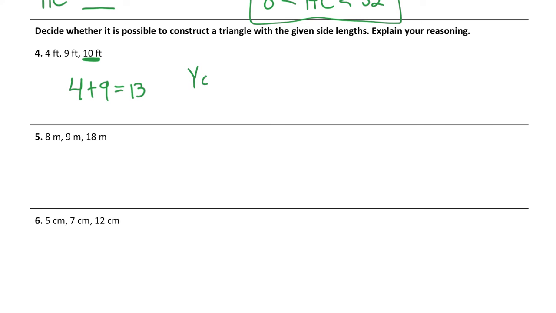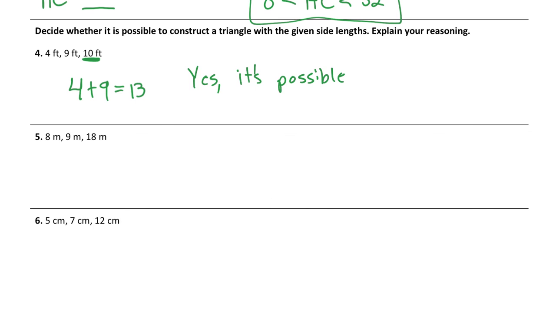So yes, it's possible to construct a triangle, because we talked about the sum of any 2 sides has to be greater than the length of the longest side. And really the only test you need to make is that the shortest sides have to add to be greater than the longest side, because I know that 9 plus 10 is greater than 4. Okay? I know that 4 plus 10 is greater than 9. I'm just testing if the shortest 2 sides sum to be greater than the longest side.